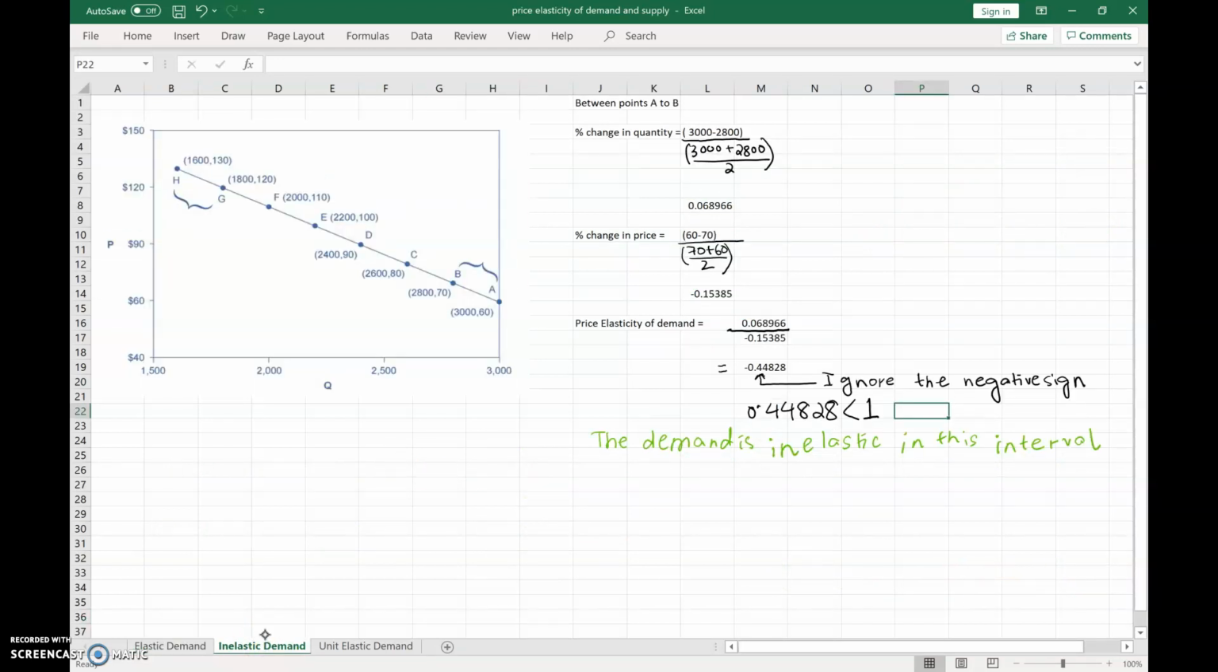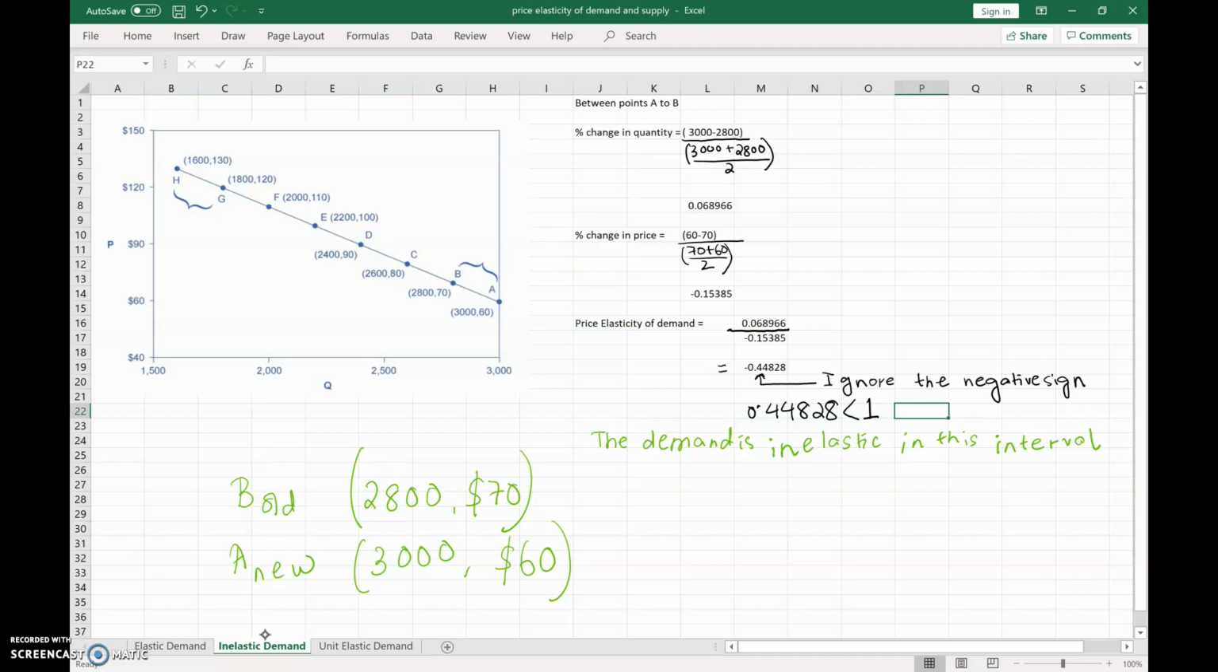Now, I still have the same demand curve, but I'm going to look at two other points. I'm going to look from points B to A. So over here, B is the old point and A is the new point. The combination for B is $2,870, and for A the combination is $3,060. I use the same formula that I used before when I calculated elastic demand.